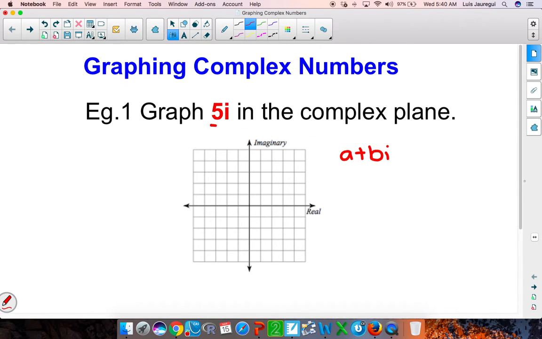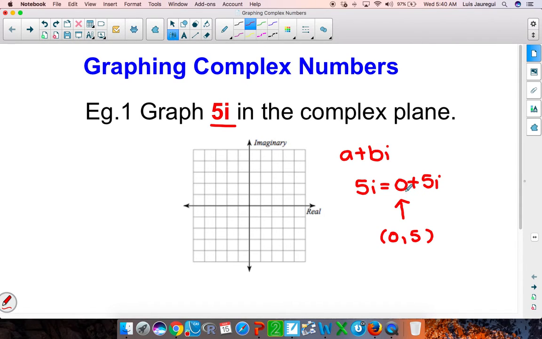Now take a look at 5i. 5i can be written as 0 plus 5i. The reason for me to rewrite it in this fashion is to mimic the actual format of a complex number. Therefore, we're going to go ahead and plot our ordered pair 0, 5.